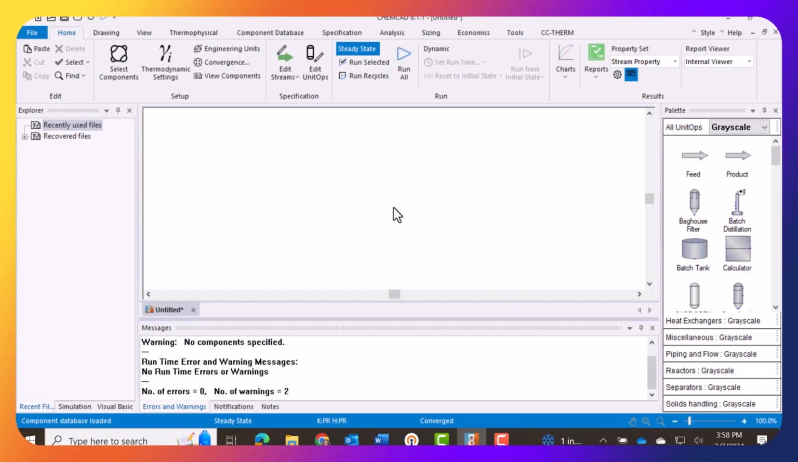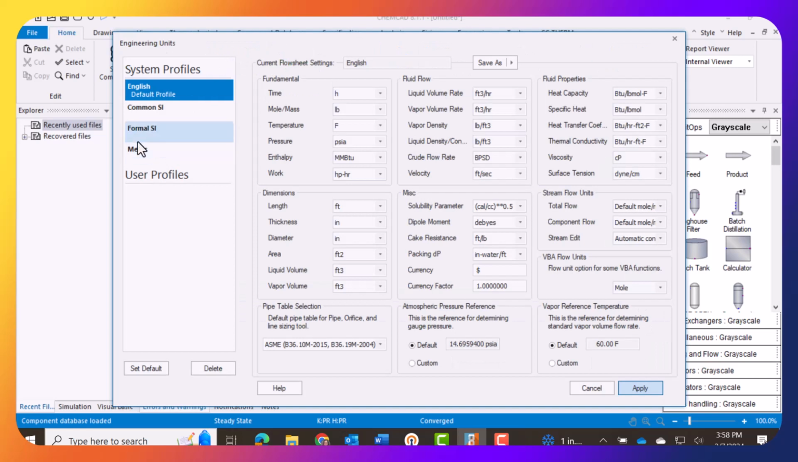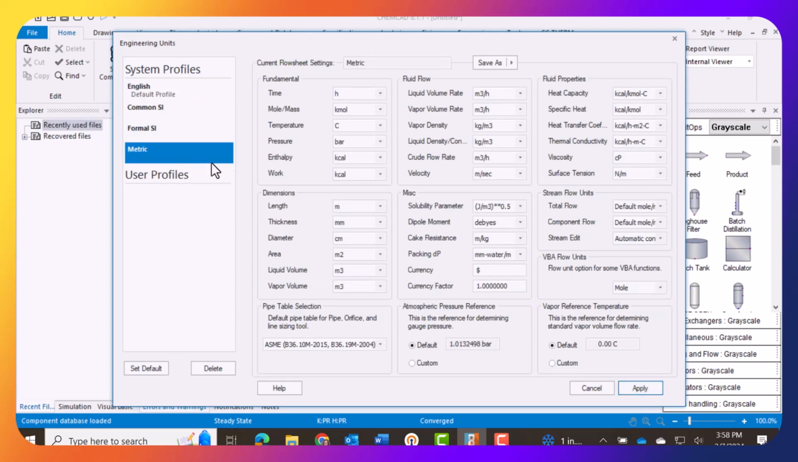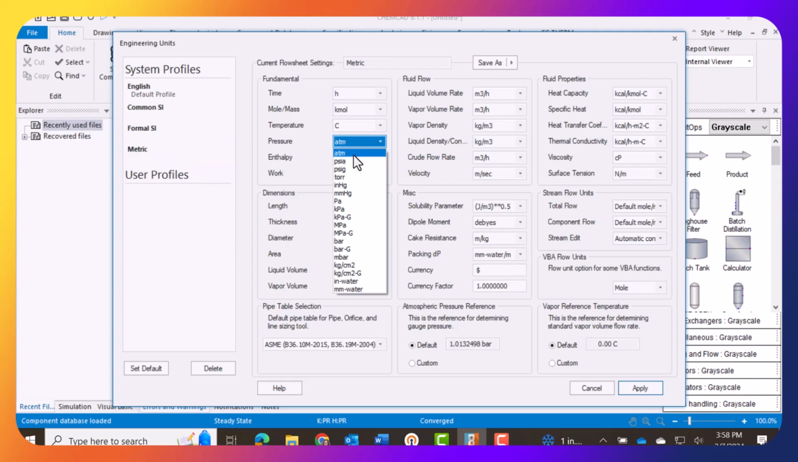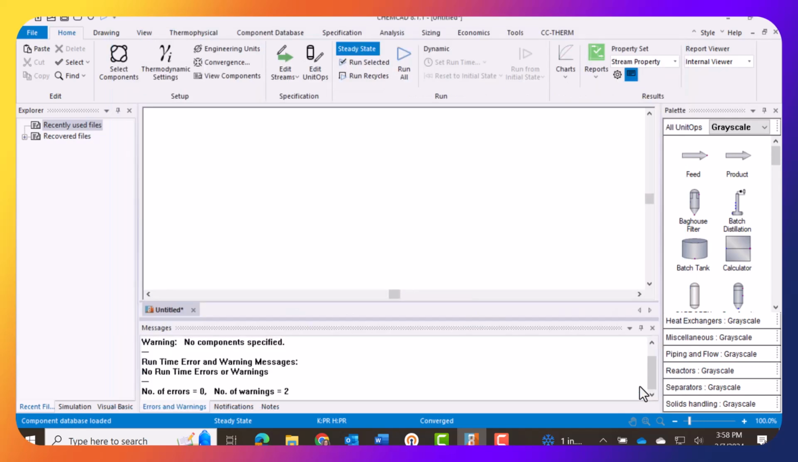and give it a moment. Okay, it looks like it's accepted that. I'm going to do my engineering units. The problem statement is all in SI, so I will go with the metric here. It's going to be in kilomoles; if you wanted to do something else you could, but the problem statement is in kilomoles. They do have pressure given in, I believe, atmospheres. Yes. Okay. So I can switch that. Doesn't really make a lot of difference, but then apply.